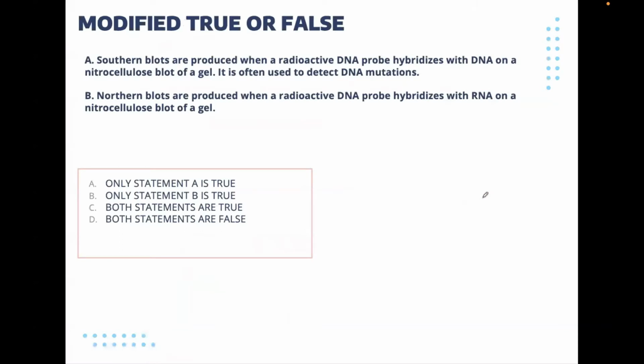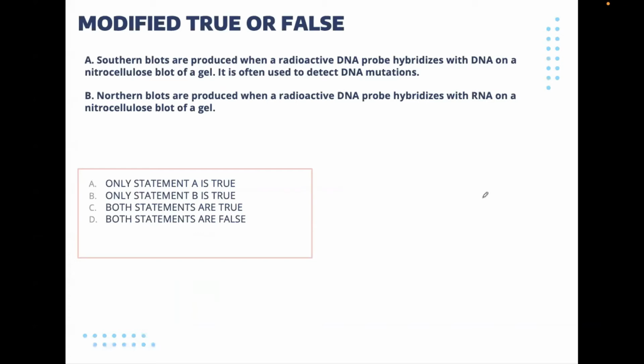So, question. This is a modified true or false. Ito, parang exercise for the upcoming periodic exam. Letter A, statement number 1. Southern blots are produced when a radioactive DNA probe hybridizes with DNA on a nitrocellulose blot of a gel. It is often used to detect DNA mutations. Is it true or is it false?